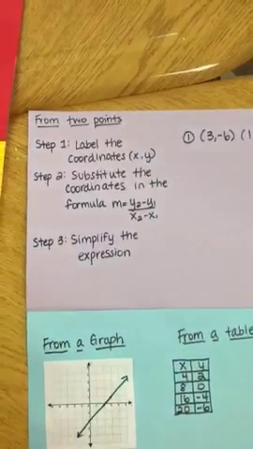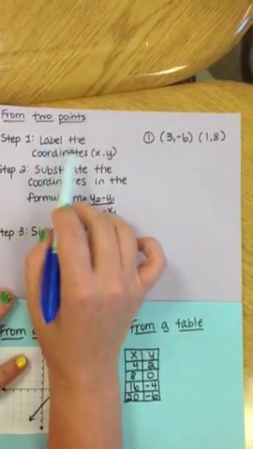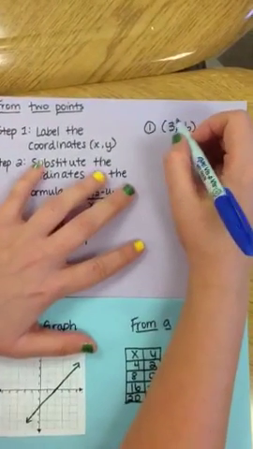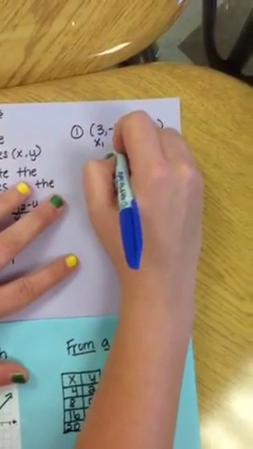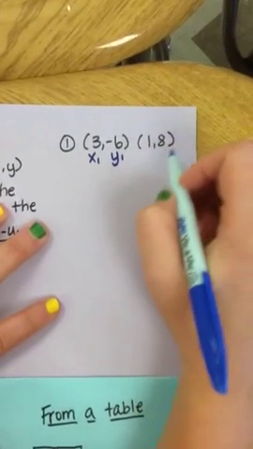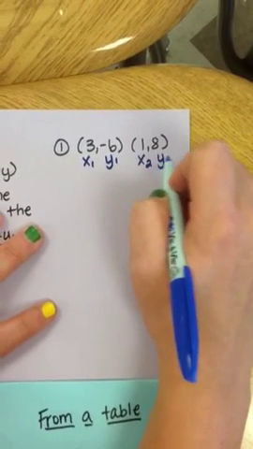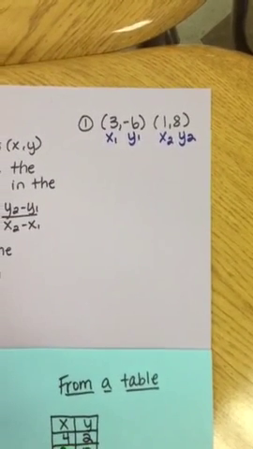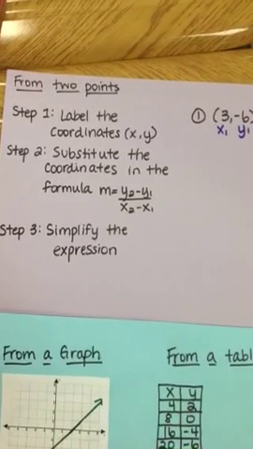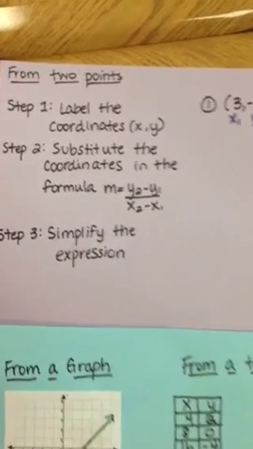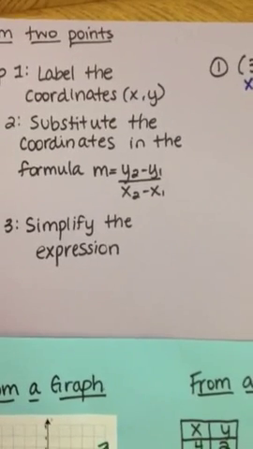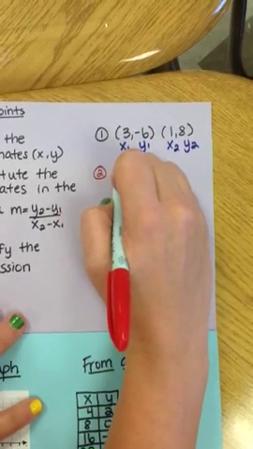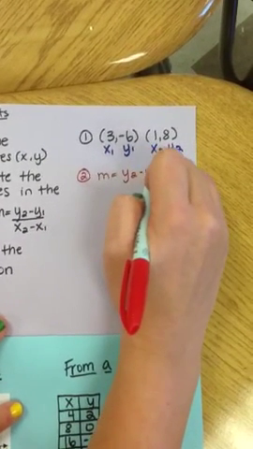Alright, so let's solve the problem. The first step says to label the points. Label the coordinates, x, y. So we're going to label the first one as x1, y1. The second coordinate we're going to label as x2, y2. The second step says to substitute the coordinates into the formula m equals y2 minus y1 divided by x2 minus x1. So on step 3, we're going to use this formula.